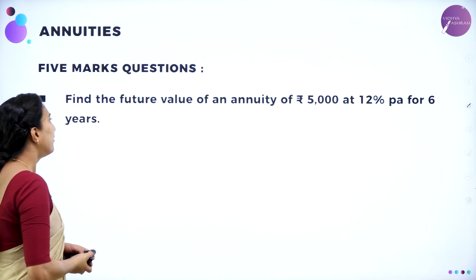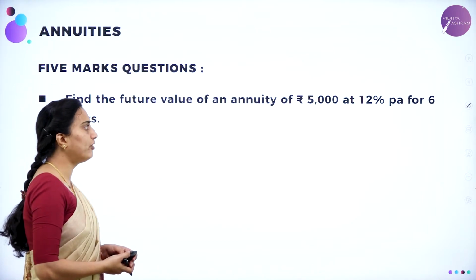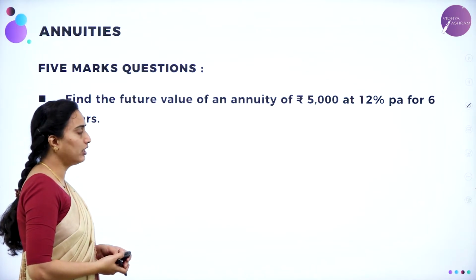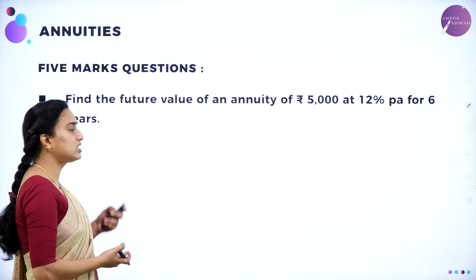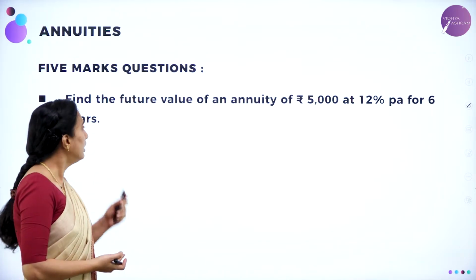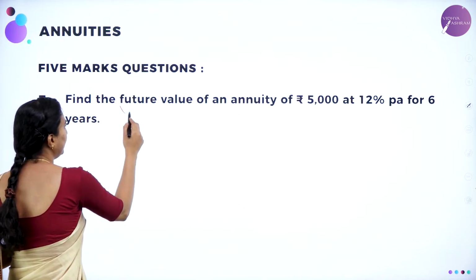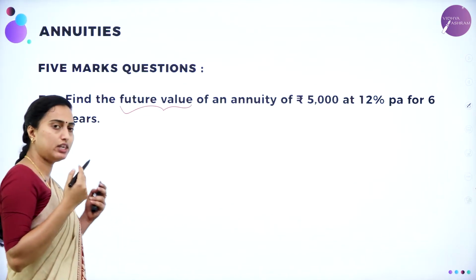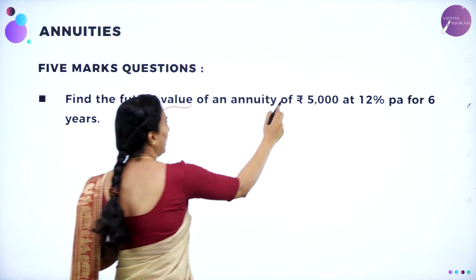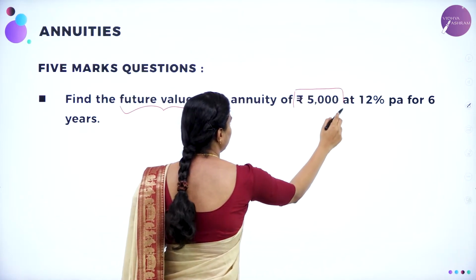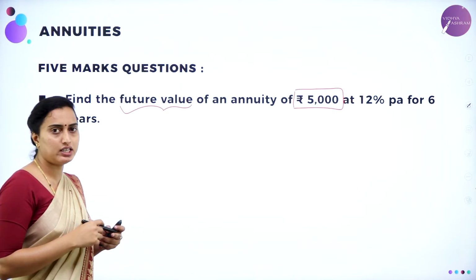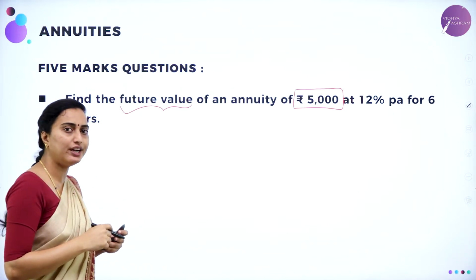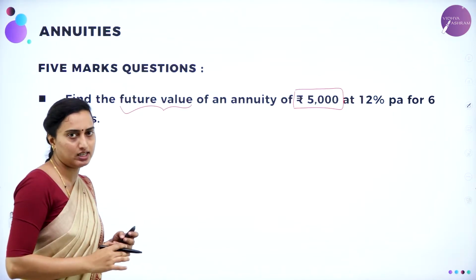What they've asked: find the future value of the annuity 5000 at 12% per annum for 6 years. Here, they have asked you to directly find the future value. So the annuity they are paying is 5000 at 12% per annum, that means R is equal to 12%, for how many years? N is equal to 6 years.